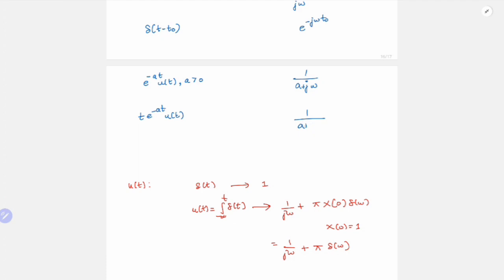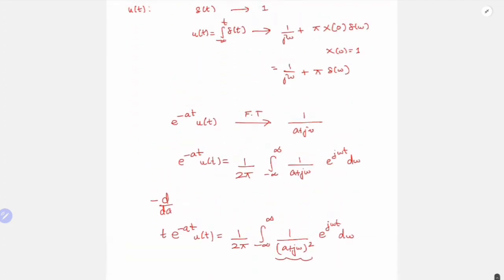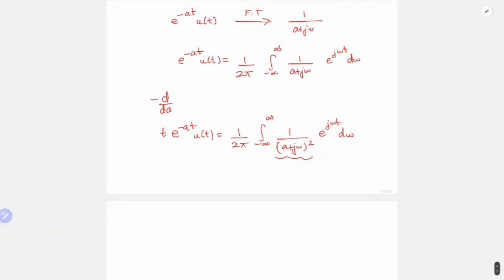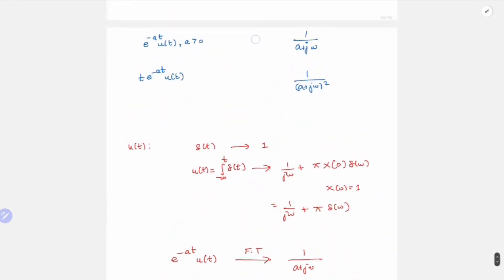So this is 1 by (a plus j omega) whole square. So if I take another derivative, what will I get? I'll get t square. So again minus d by dA, I'll get t square e power minus at u of t. And on the right hand side, I'll get 2 by (a plus j omega) whole cube e power j omega t d omega.